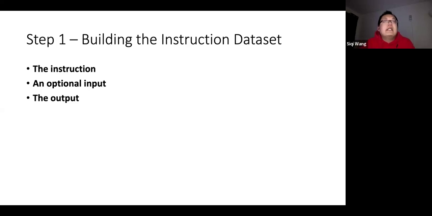For the instruction, this is the task we want the model to perform. For example, write a blog post about machine learning. And for the optional input, this could be actual information the model might need. For example, given the following outline, write a blog post about machine learning. And the output is the answer or the result we expect the model to produce based on the instruction.